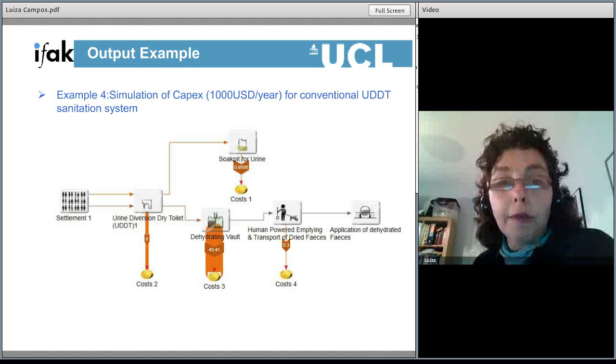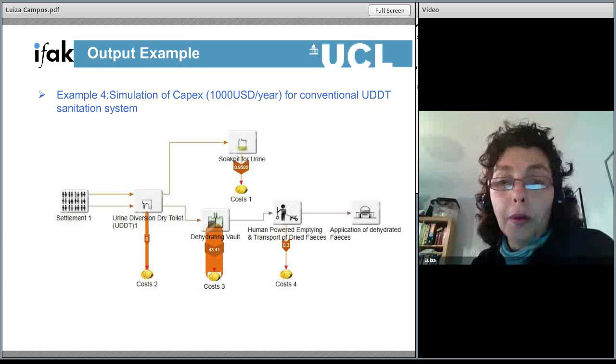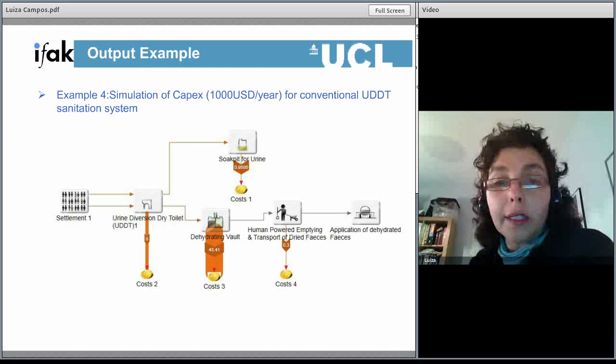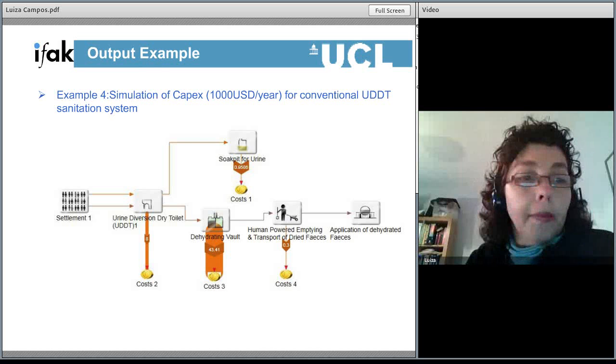This is a system using urine diversion dry toilets. It is the conventional way, which goes to a soak pit, or then goes to the soil. As you can see again, the CAPEX costs are represented by those orange arrows going down. You can see that in this case, the cost is mainly from the dehydrating valves. Next slide, please.